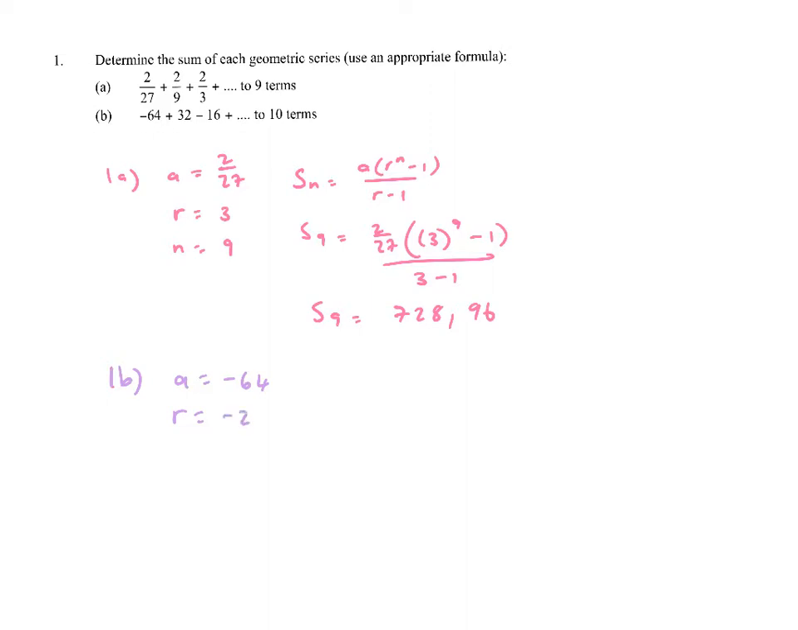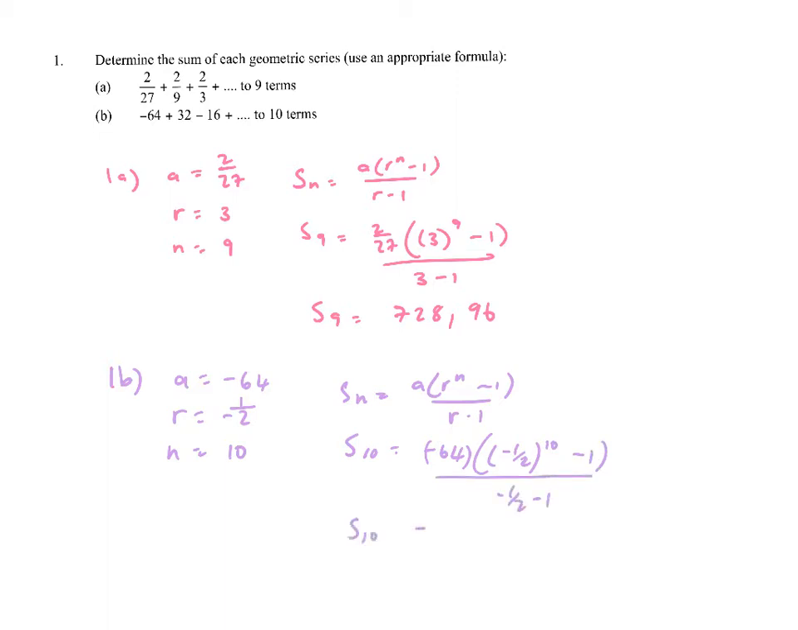Question 1b. The first term is −64, the ratio is −1/2, so you multiply every single term by −1/2, and the number of terms is 10. Therefore, Sn is equal to a(r^n − 1)/(r − 1). So the sum of the first 10 terms is −64 times ((−1/2)^10 − 1) over (−1/2 − 1). If you type that into a calculator, it is −42.625.